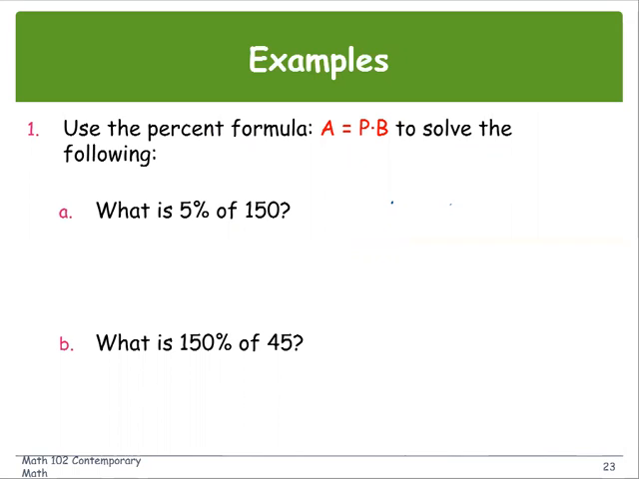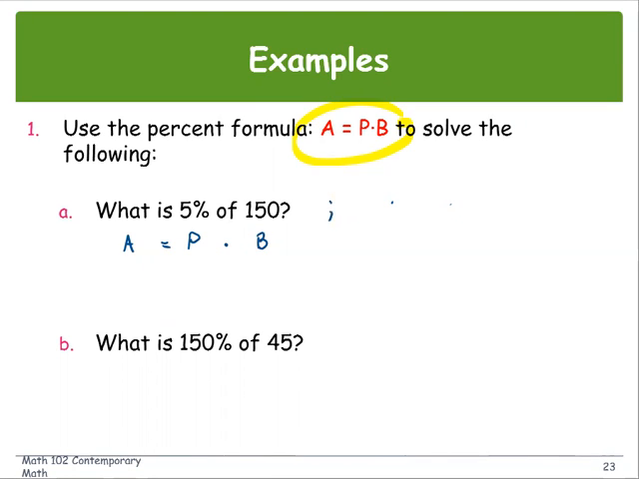For these examples, we're going to use the percent formula A equals P times B to solve the following. In part A, what is 5% of 150? To transform into the notation A equals P times B, we have A as unknown, "is" means the equal sign, 5% is the P, and "of" means multiplied by the value B.